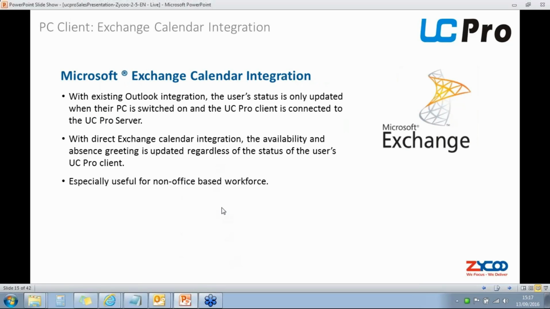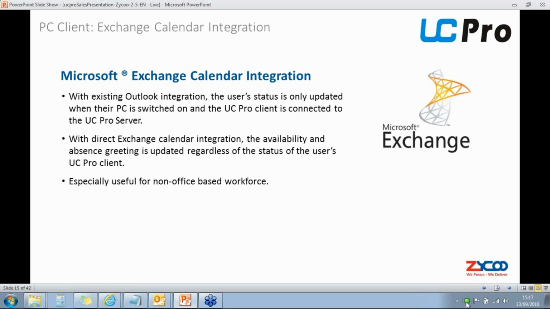The consideration with that feature, though, is that it requires the user's PC to be switched on, and it requires the UC Pro PC client to actually be up and running on their computer. That's great if they work in an office, because that's probably going to be the case. But if they work out of the office, their computer may be switched off, or they may not be attached to the UC Pro server.